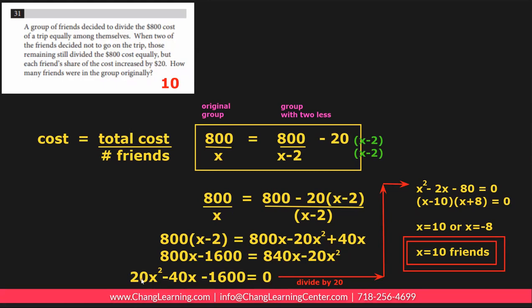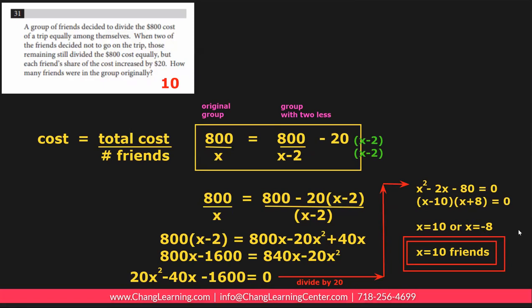Notice that that can be solved with the quadratic formula or with a calculator, but divide by 20 first, and it's a much easier quadratic. We get x squared minus 2x minus 80 equals 0. And by inspection, looks like 8 times 10 is 80, and that's a difference of 2. So set it up with x minus 10 times x plus 8. And then the solutions are x equals 10 friends or x equals negative 8 friends.